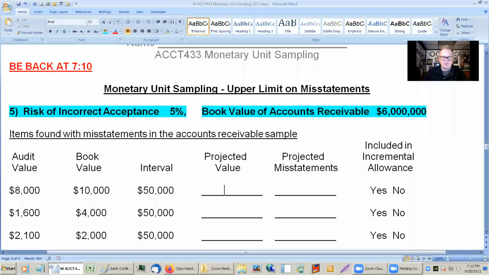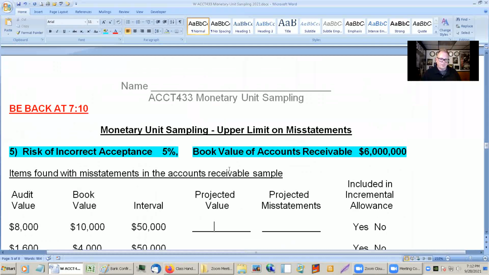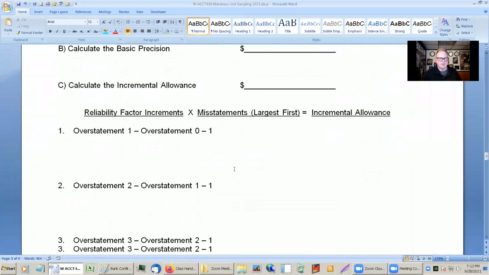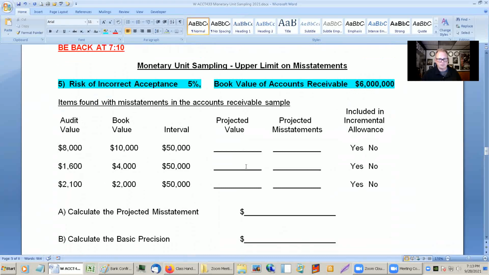So probability proportional to size, now called monetary unit sampling, has been around for a long time. And so there are actually real CPA exam questions based on those topics. And this is one of those. So this is a format that you would be very likely to see back in my day and going into the future.